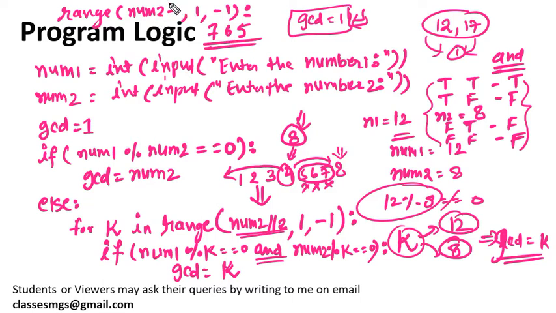That's why we are dividing this number by 2, and up to 1 we are checking whether any number divides both number 1 and number 2. If so, then this number will be the GCD. I will dry run this and let you know how GCD will be calculated.